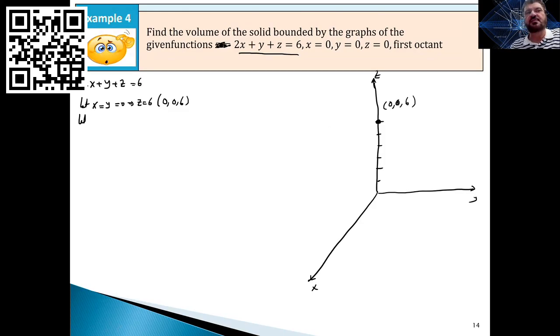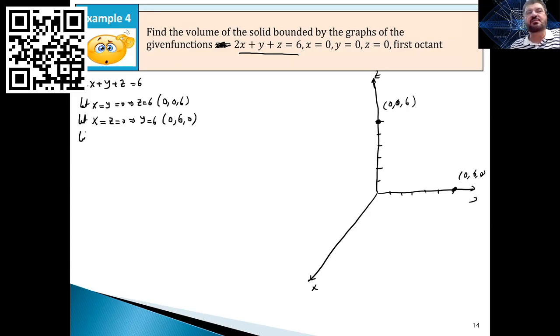Now I'm going to let x equal z equal 0. So what do we get? We get that this is 0 and this is 0. So y is equal to 6. So we have 0, 6, 0. Here's 1, 2, 3, 4, 5, 6. So this is 0, 6, and 0.